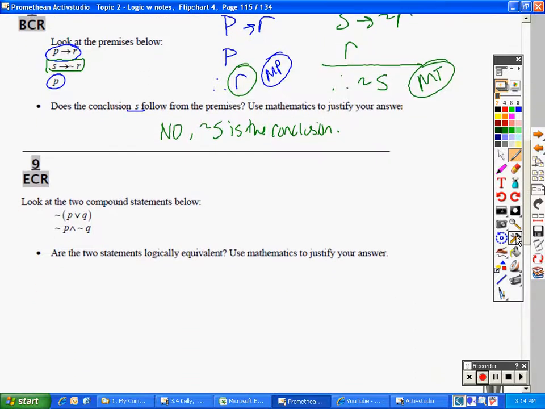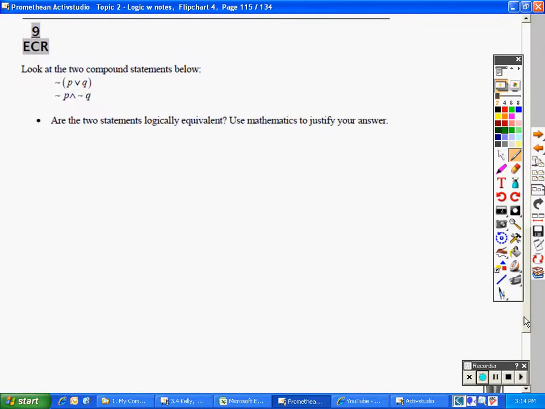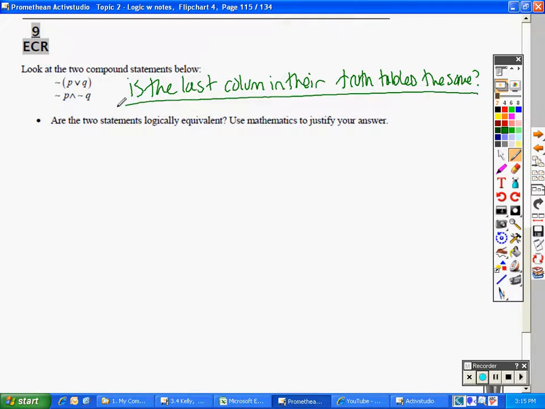All right, below. Last one, number 9. We want to know, are the 2 statements logically equivalent? In order to determine logical equivalence, we have to know, is the last column in their truth tables the same? That's what we're really asking you. And if the answer to that is yes, then they're logically equivalent. If the answer is no, then they are not logically equivalent.